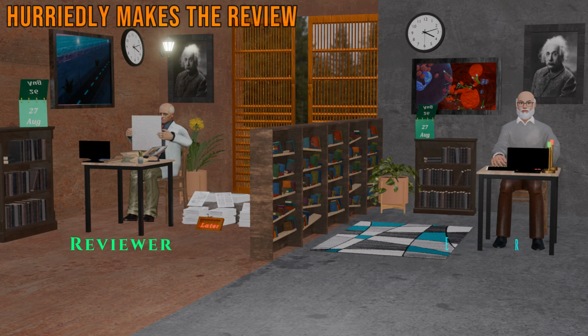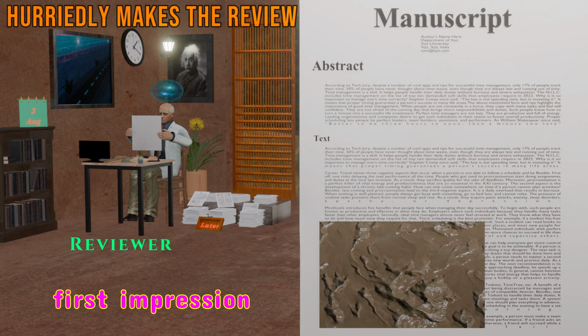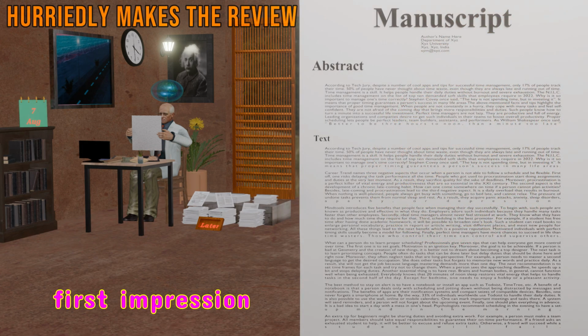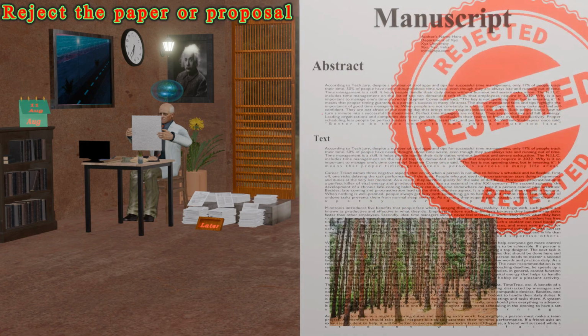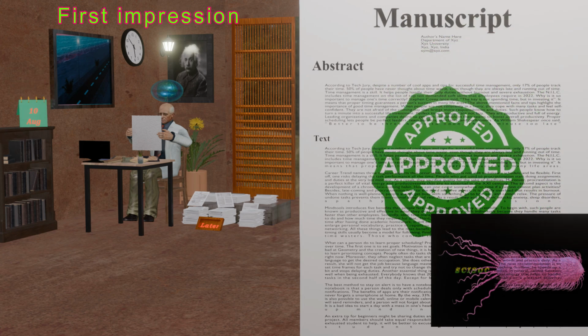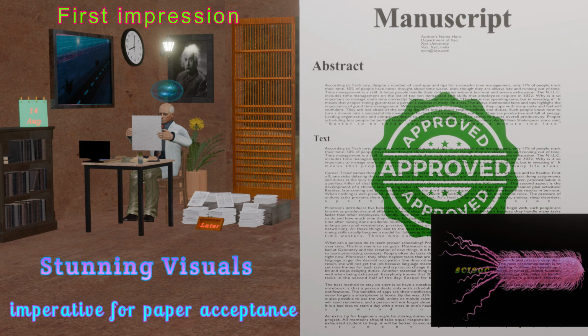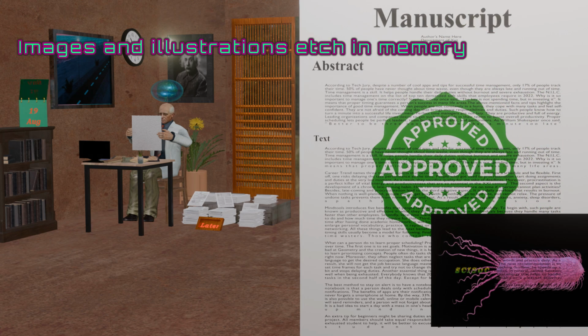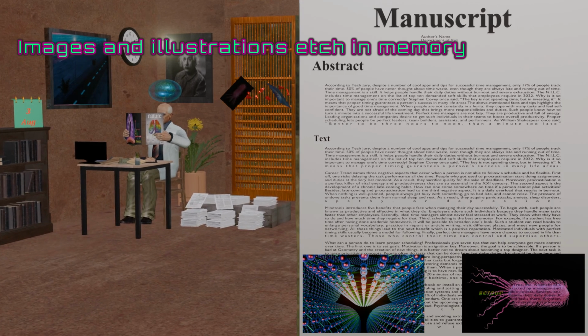As the time has run out, he hurriedly makes the review solely based on the first impression and rejects the paper or proposal if the first impression is not good enough, regardless of its analytical merit. This is why making a strong first impression with stunning visuals is crucial for paper acceptance, as images and illustrations etch in memory more than words.